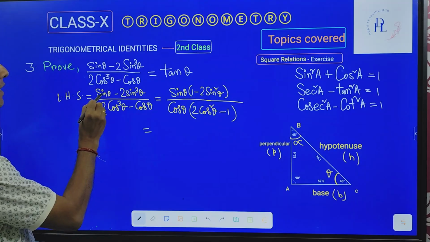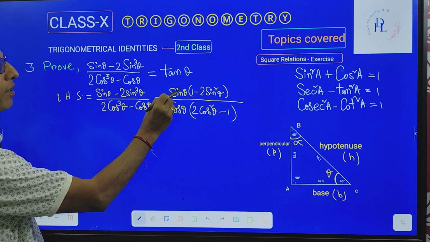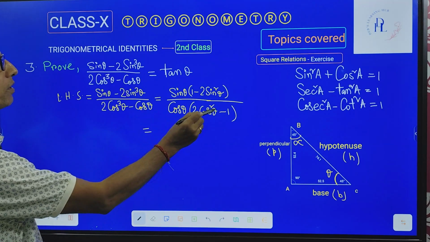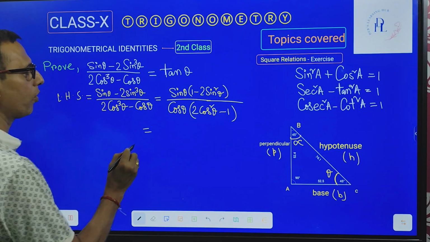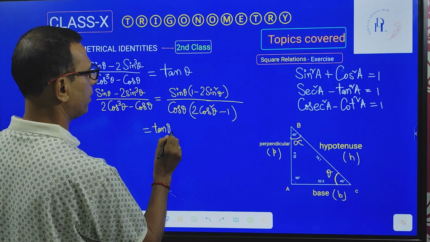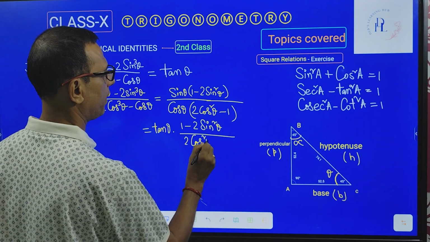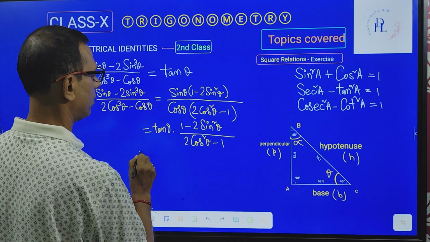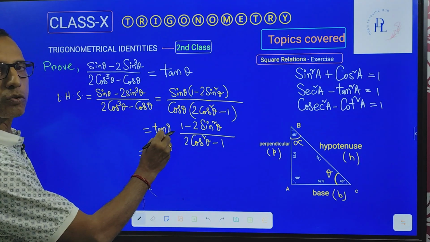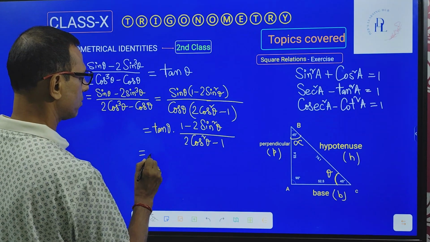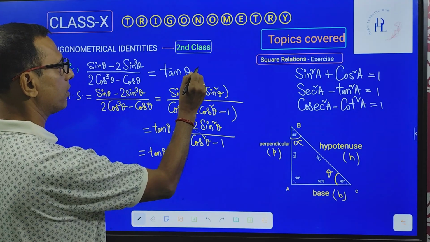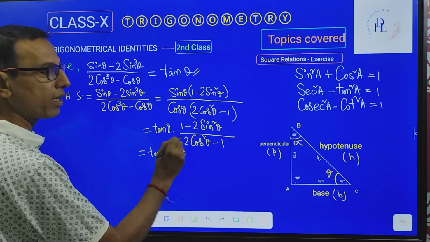If you take sin theta common at the numerator, sin theta into 1 minus 2 sin square theta, and take cos theta common at the denominator, it is 2 cos square theta minus 1. So sin theta by cos theta, tan theta, is already there. So tan theta into 1 minus 2 sin square theta by 2 cos square theta minus 1. What will happen? 1 means sin square theta plus cos square theta. You can write it down like this. Tan theta is already there. Now you need to prove this part as 1.